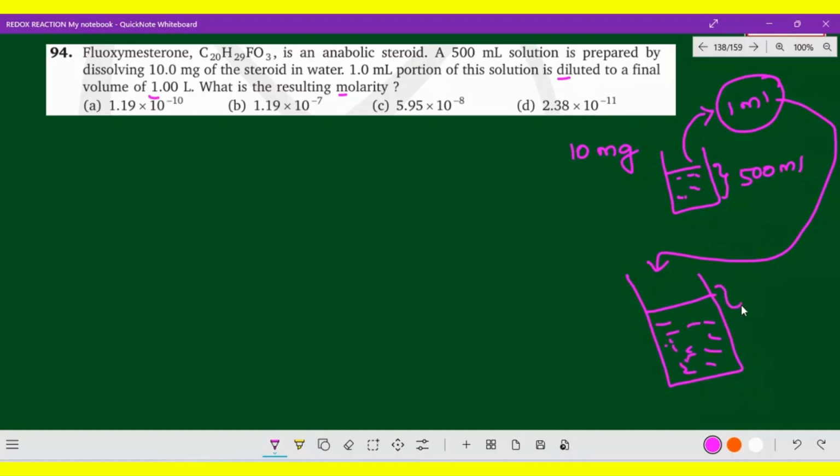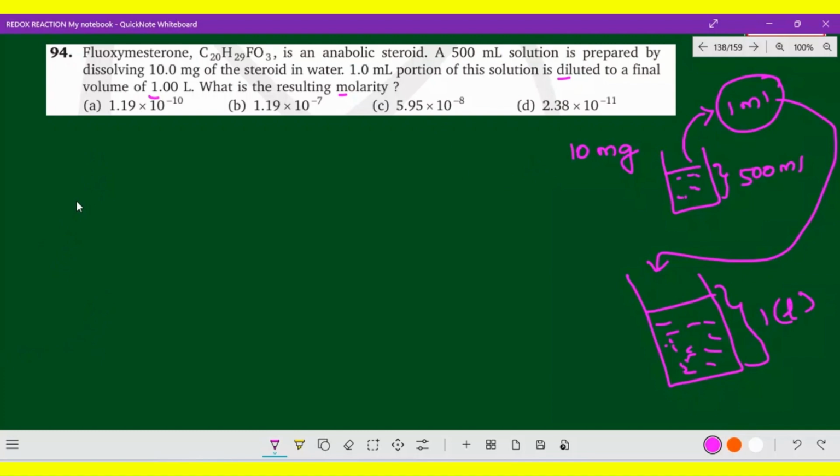So how much will it be diluted? This is 1 liter, this is half a liter, and this is 1 liter. From that 500 ml, only 1 ml has been taken, and that is diluted in 1 liter. So what is the resulting molarity? The concentration will be very low, I think. Let us check here.